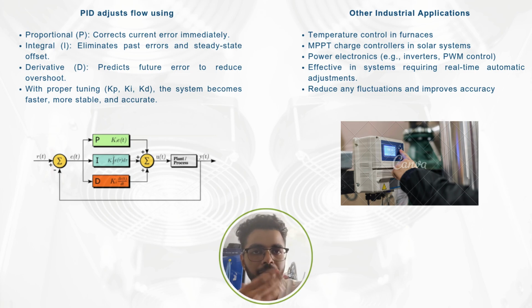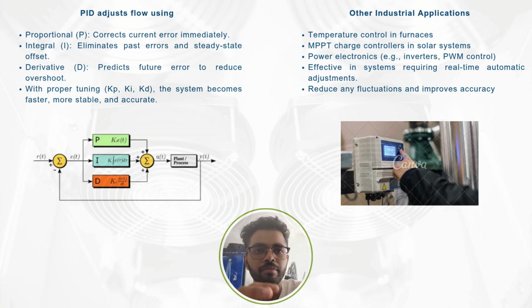For the second part, we have the integral term, which looks at the past errors and helps to eliminate steady state offsets by summing them over time. Meanwhile, the last one is the derivative term, which predicts future errors based on how fast the flow is changing. Thus, this helps to reduce the overshoot and improve response time at the same time.